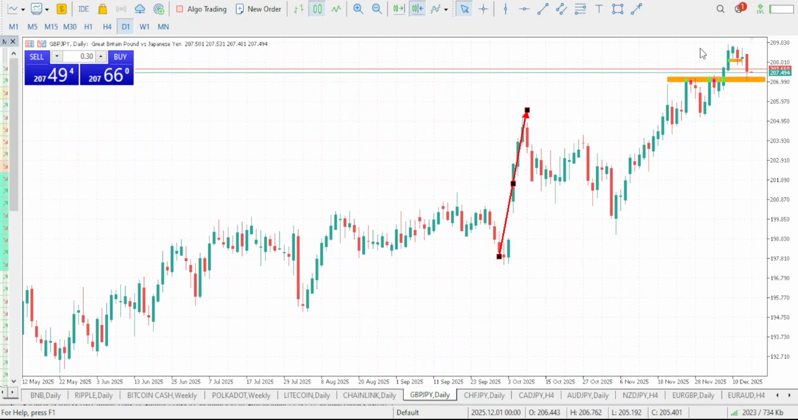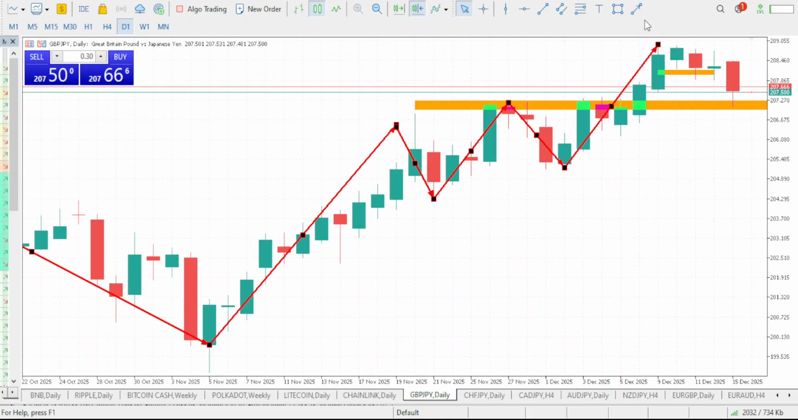If this is our higher high on GBP JPY, this will be taken to be our higher low. This will be seen as our higher high. And here comes the higher low. This will be seen as our higher high. Here comes the higher low. This will also be seen as our higher high. Now this is our higher low. So market is currently playing a higher low. It has formed a higher low.